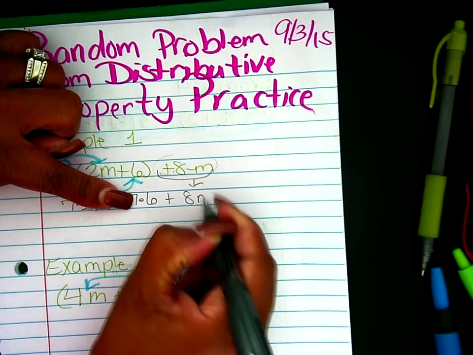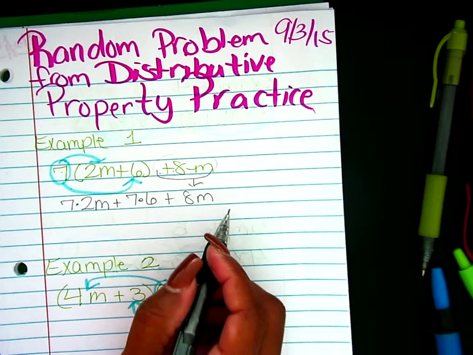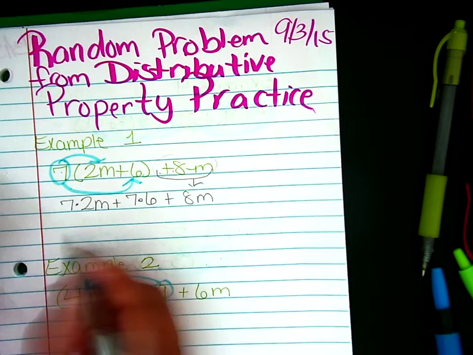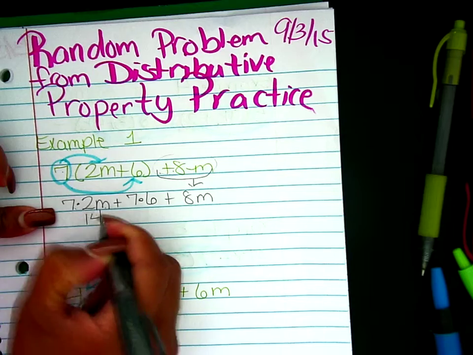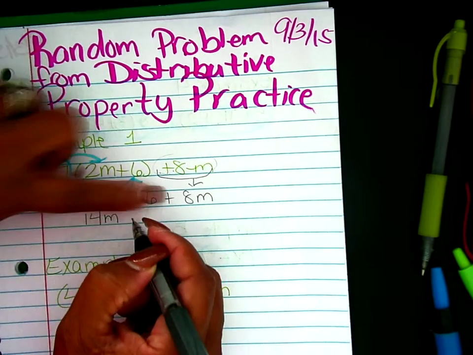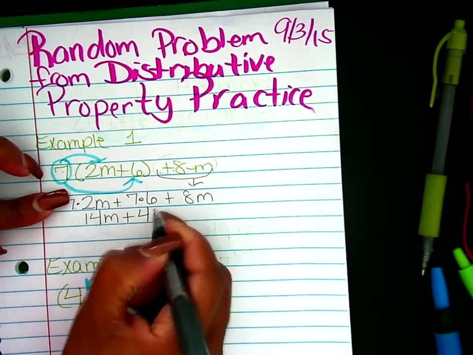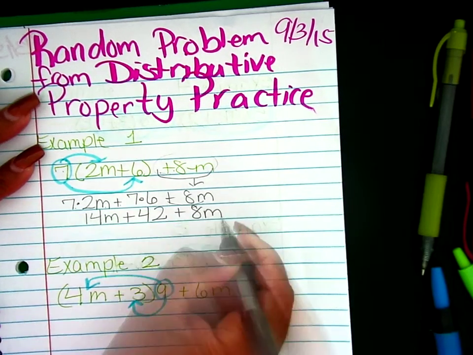Plus 8m. Then I'm going to follow, not the distributive property, but PEMDAS basically. Do multiplication first. Okay? 7 times 2 is 14. Yes, you have to fix the m there. Okay? That's positive. 7 times 6, so it's a positive 42. Bring down your positive 8m.